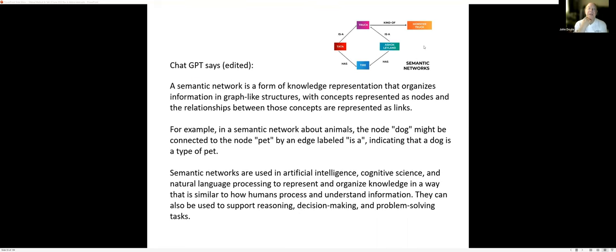So I asked ChatGPT, well, tell me about semantic networks. And here's an example of what it said. A semantic network is a form of knowledge representation that organizes information in graph-like structures with concepts represented as nodes and the relationship between those concepts represented as links. For example, in a semantic network about animals, the node dog might be connected to the node pet by an edge labeled "is a", indicating the dog is a type of pet. And then it goes on with more detail. Now, this is a pretty good answer. And what you'll find is that ChatGPT provides some really excellent answers. But as we'll see later, there are some cautionary tales.